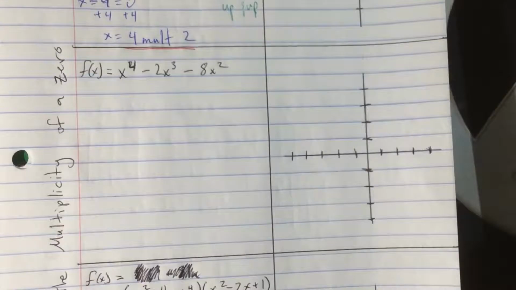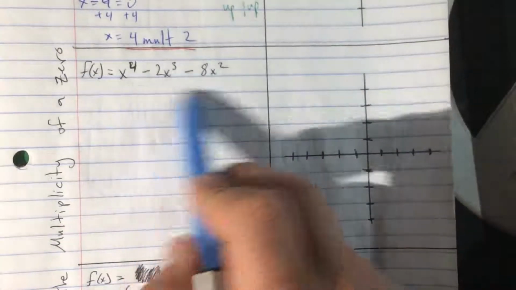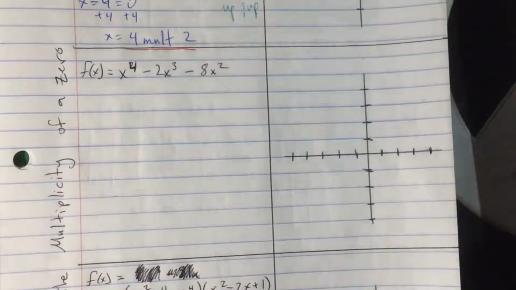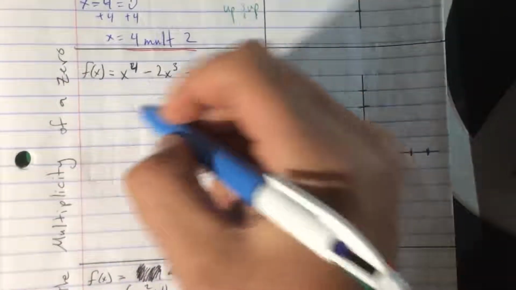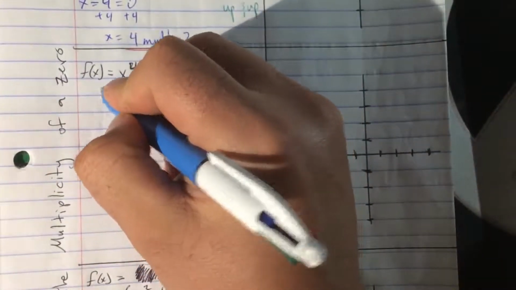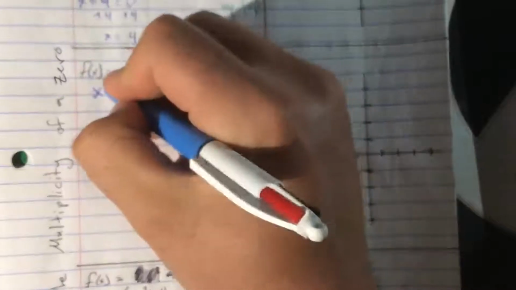For this one, we're going to do a similar thing. We're going to go ahead and factor this out. And remember, the first thing we want to do is look for a GCF. So if we notice here, just like the first part, this one has a common factor of x squared. So we're going to pull out our x squared here.